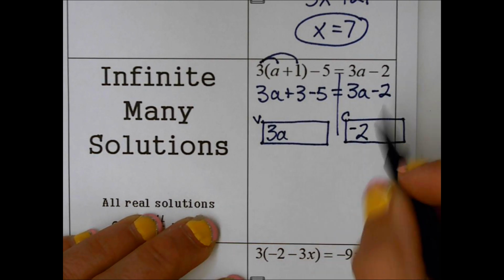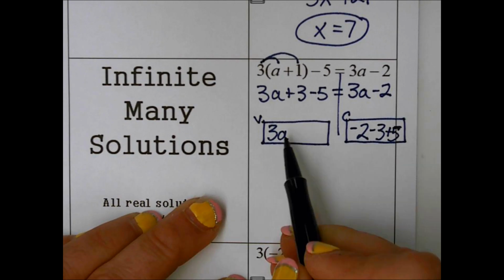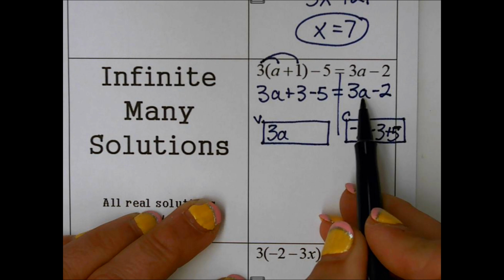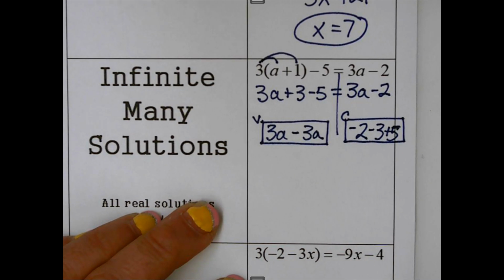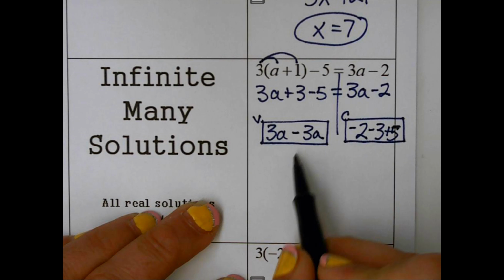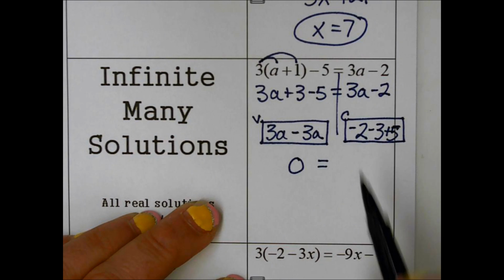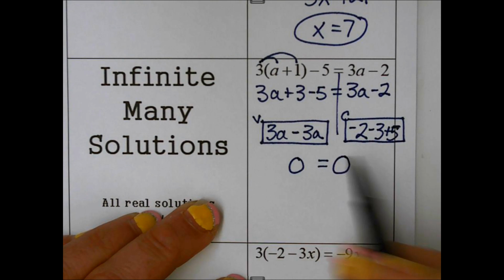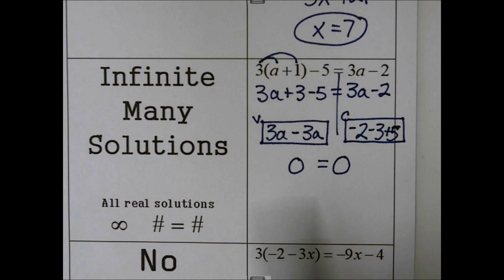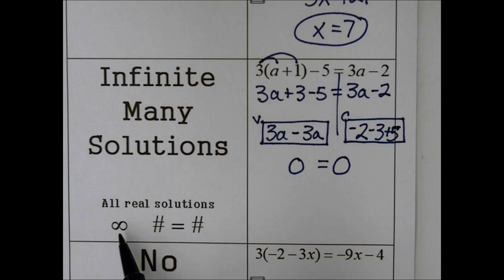And then we have positive 3a. We're going to take it to the other side, minus 3a. So let's simplify and see what happens. 3a minus 3a, oh, that equals 0. So the variable ended up canceling. Let's see what happens on the right-hand side. Negative 2 minus 3, that gives you negative 5 plus 5. Oh, that also equals 0. So let's see what it says over here. It says all real solutions. So it's infinite many solutions. And look, we have a number equals a number. 0 equals 0. So that means we can substitute anything in and it would stay the same.